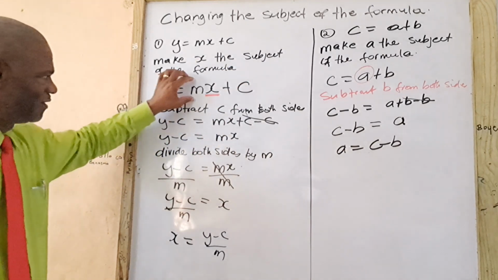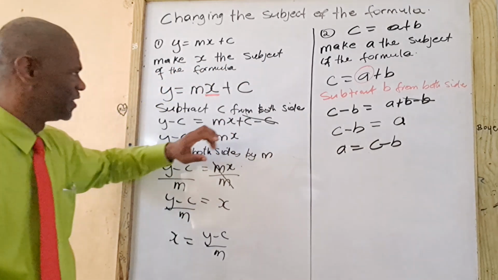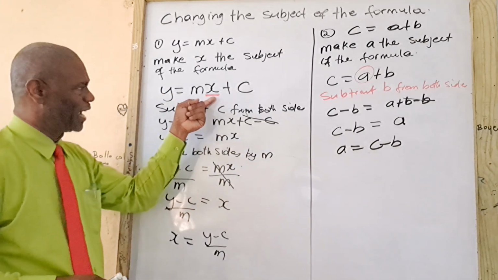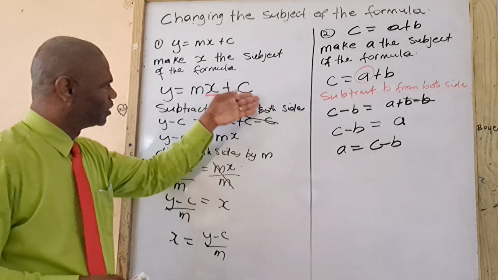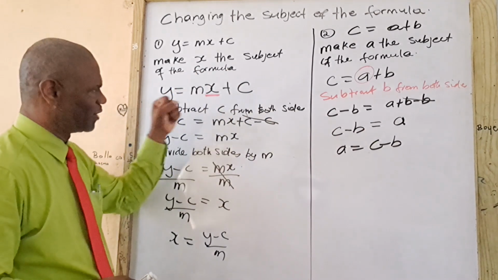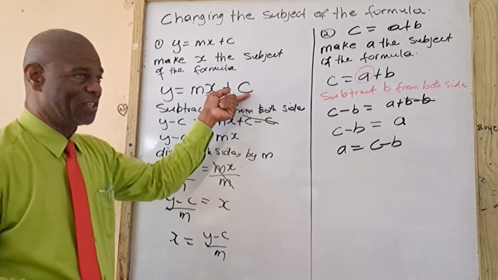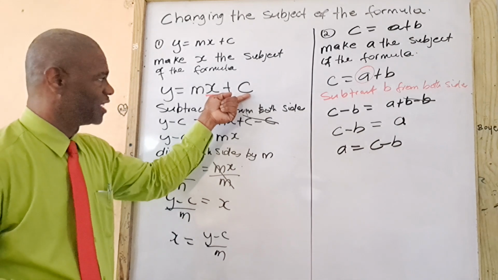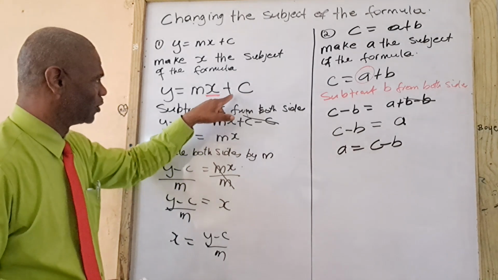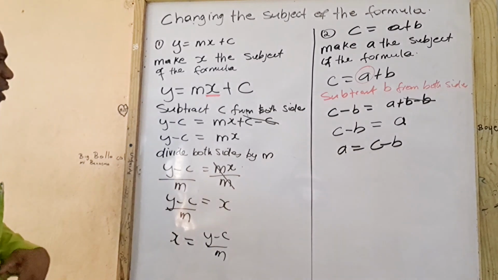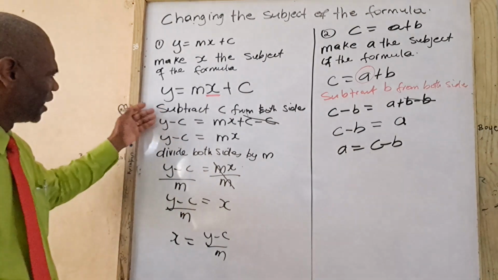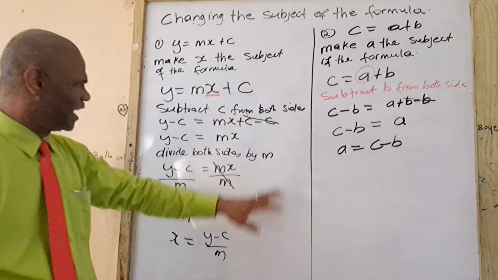Look to see what operations we have there. First, we identify the term that we want to make the subject. Then we can move things around. So we get rid of this c, which is the constant, and to do that we have to subtract c from both sides of the equation, and we have y minus c equals mx.